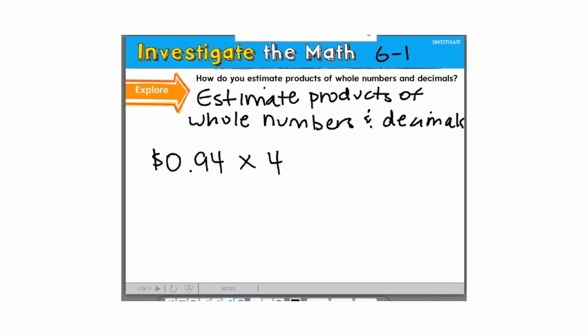Or I could round that number. So if I'm rounding my decimal, which is 94 cents, to the nearest whole number, that means my choices would be 0 or 1.